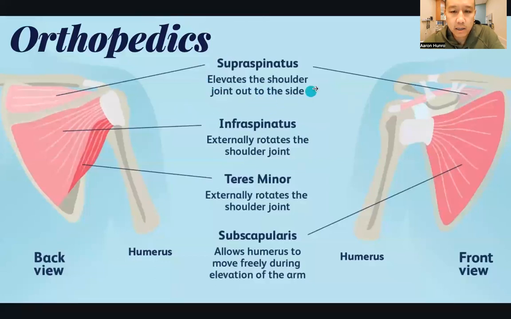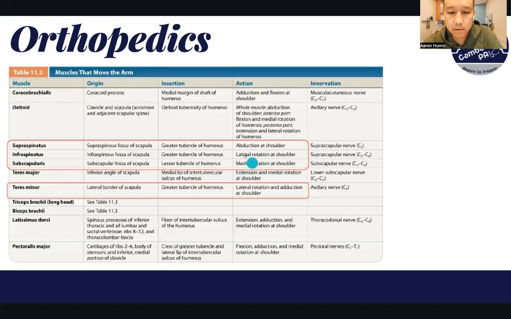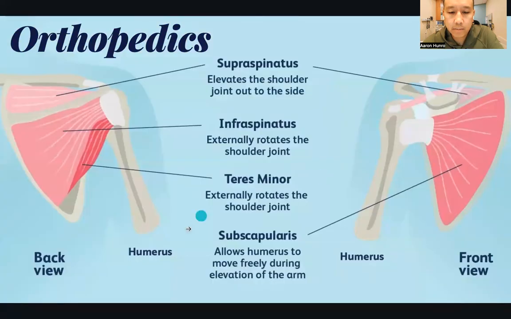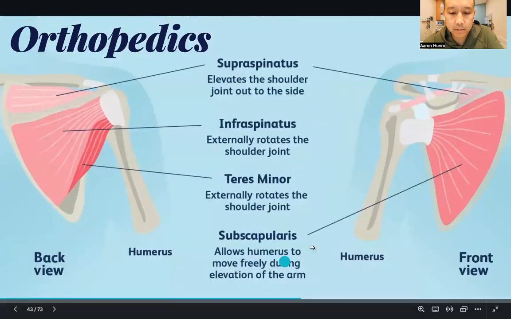So again, the supraspinatus elevates the shoulder joint out to the side when you are lifting up, so that's abduction. Infraspinatus externally rotates the shoulder joint. Teres minor also helps to externally rotate, so that lateral rotation, right? And then the subscapularis helps us with the medial.